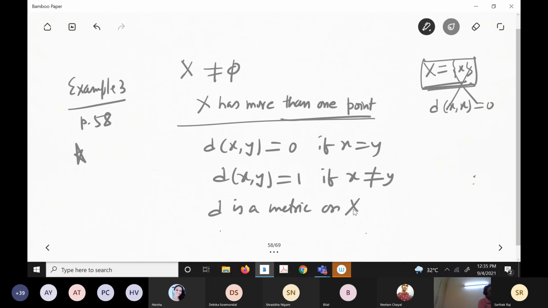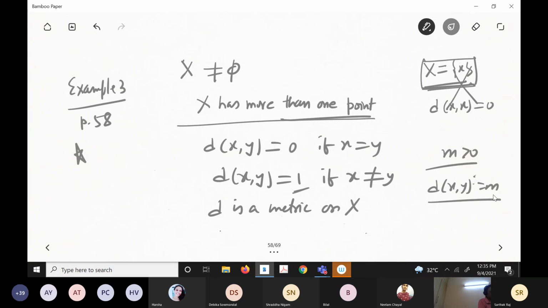Look what I am doing. If you have two distinct points, I am always giving the distance 1, nothing else. You ask, what is special about 1? Nothing special. You could take simply another number, d(x,y) equal to m, where m is any number greater than 0, and you do this. That also you could give.